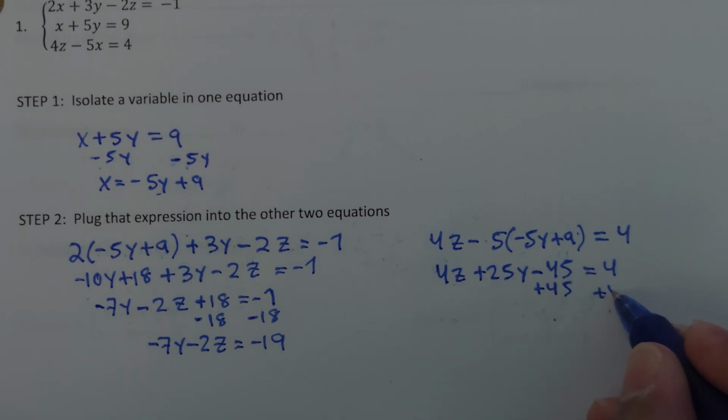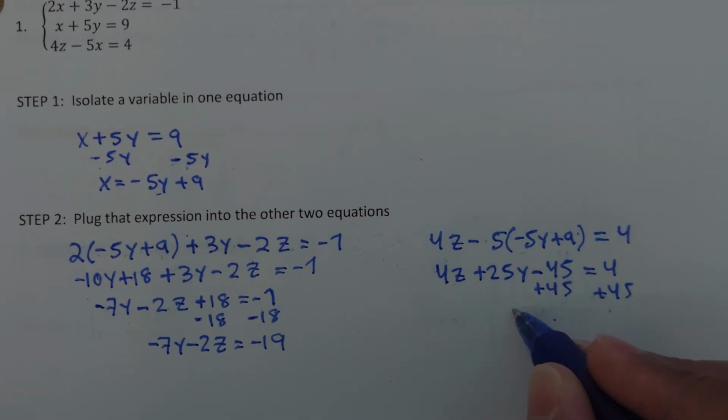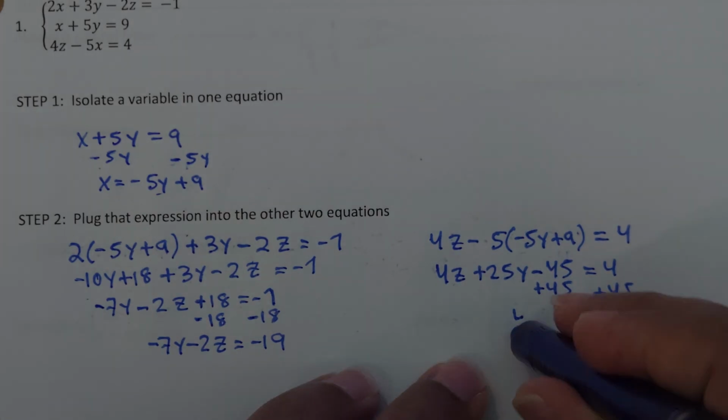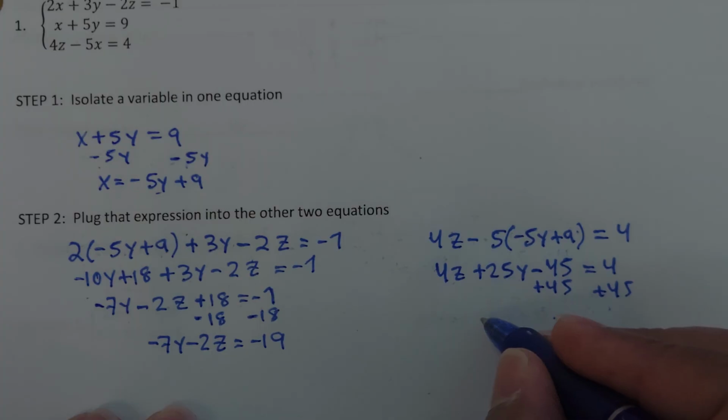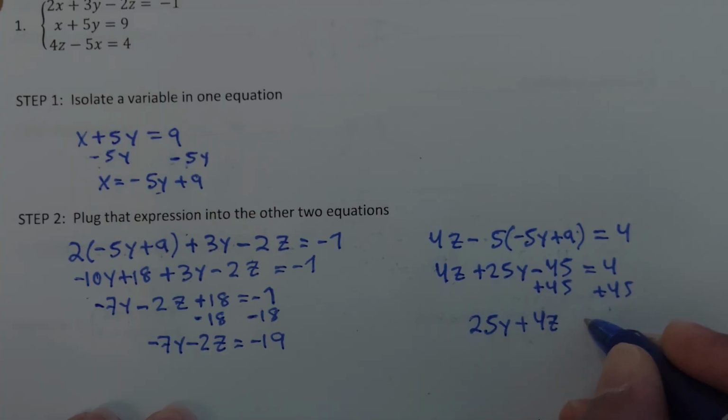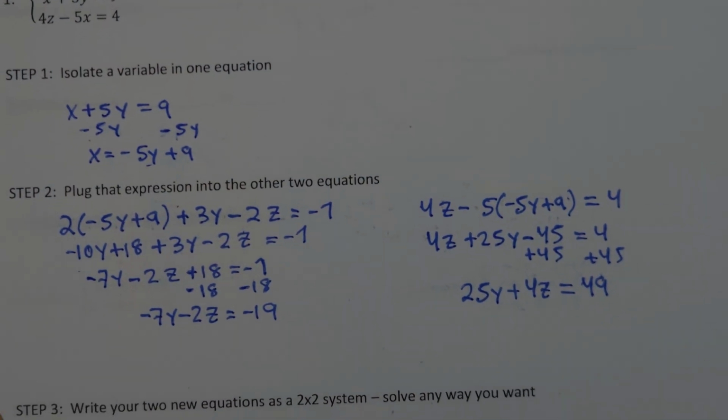So then since I want to get this in standard form, I'm going to add the 45 to both sides of the equation. So I have, let's see, I'm going to bring the y's to the front, so that the equation is in standard form. So 25y plus 4z is equal to 49. So there we have the two equations.